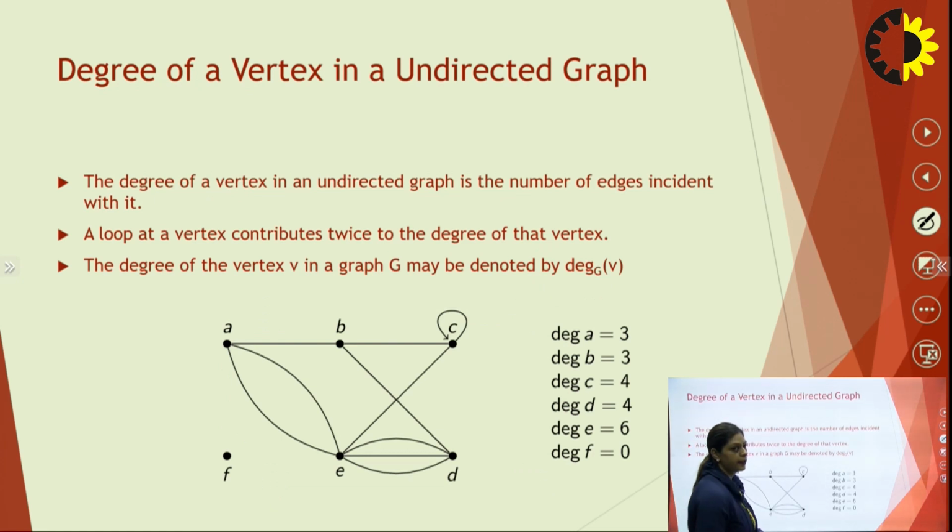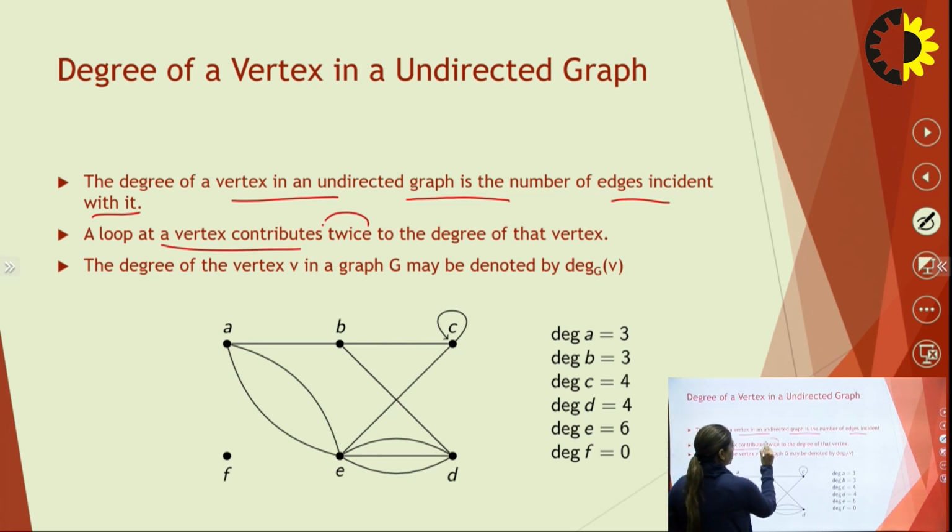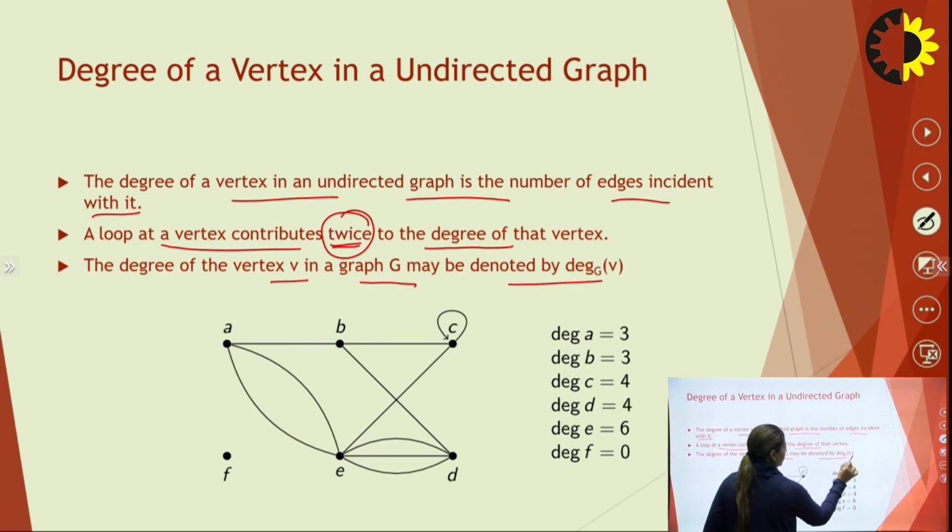Now, what is the degree of the vertex? The degree means the edges that are incident on that particular vertex. The degree of a vertex in an undirected graph is the number of edges incident with it. A loop at a vertex contributes twice to the degree of that vertex, this has to be noted. The degree of the vertex V in a graph G may be denoted by degree G and V.